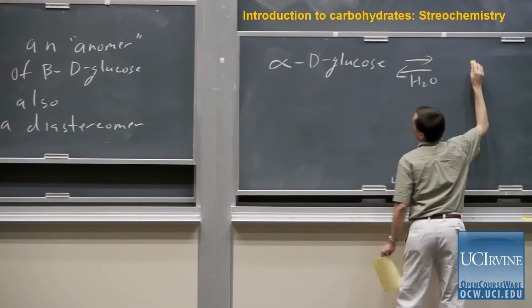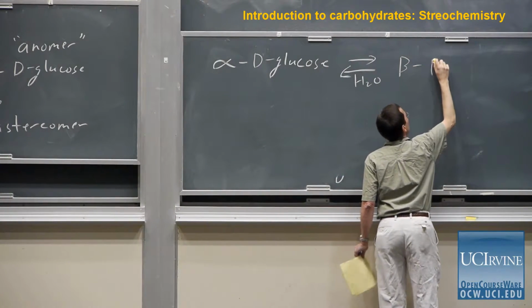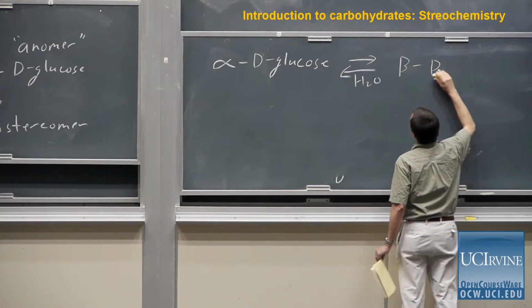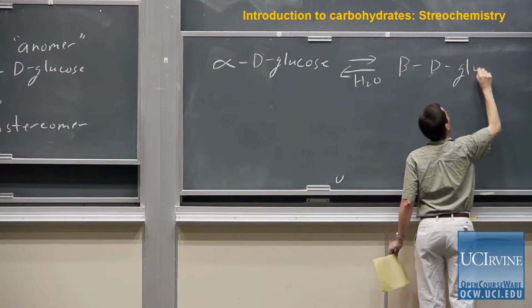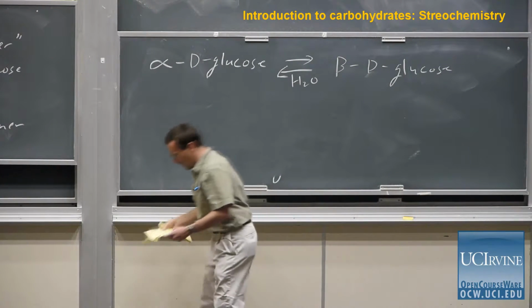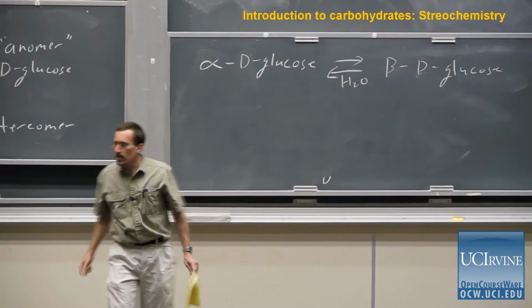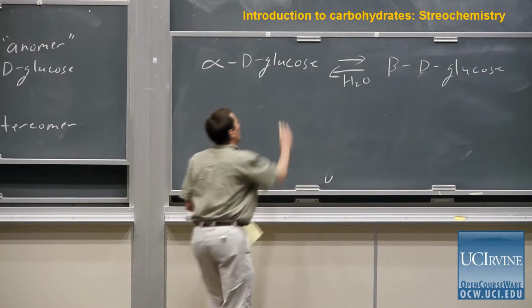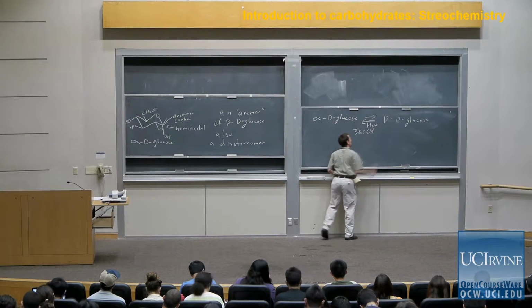I'll say in water, because in the solid state the crystal lattice keeps them stable, but in water you have all sorts of chemistry occurring involving carbonyl groups. And so the alpha and beta forms of D-glucose can interconvert. At equilibrium, you have a 36 to 64 ratio.